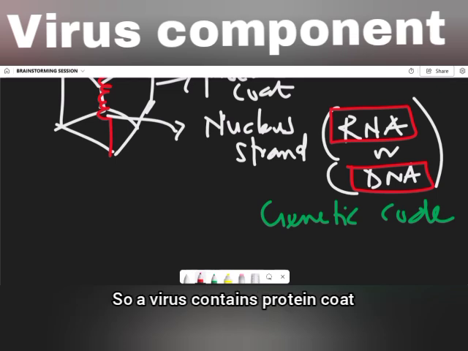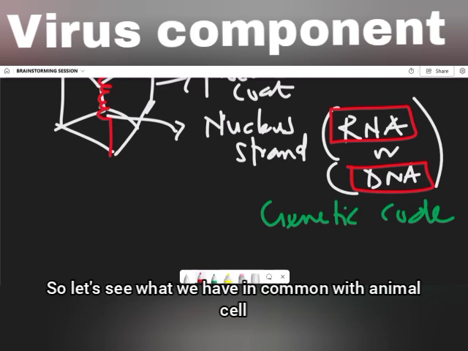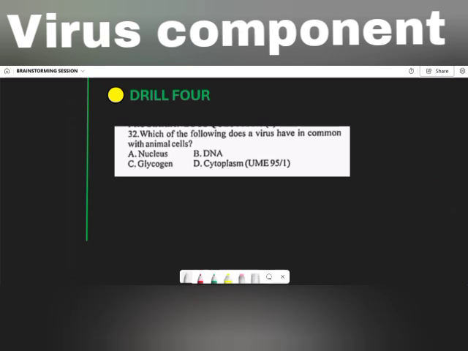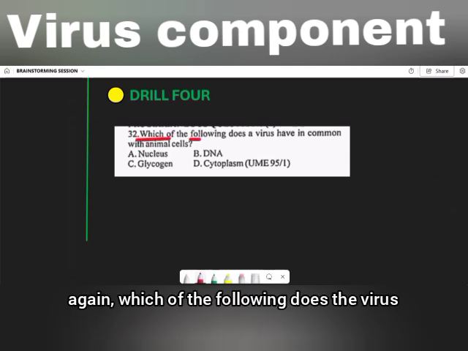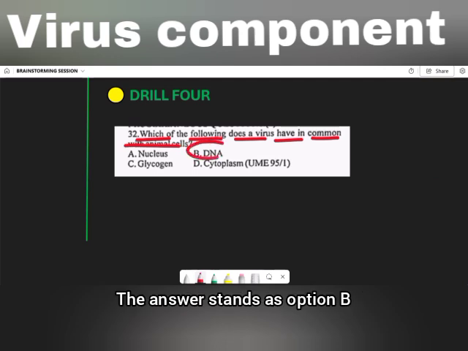So a virus contains a protein coat, likewise a virus contains a nucleic strand. So let's see what we have in common with an animal cell. Coming down to our options, again, which of the following does a virus have in common with an animal cell? The answer is option B, which is our DNA.